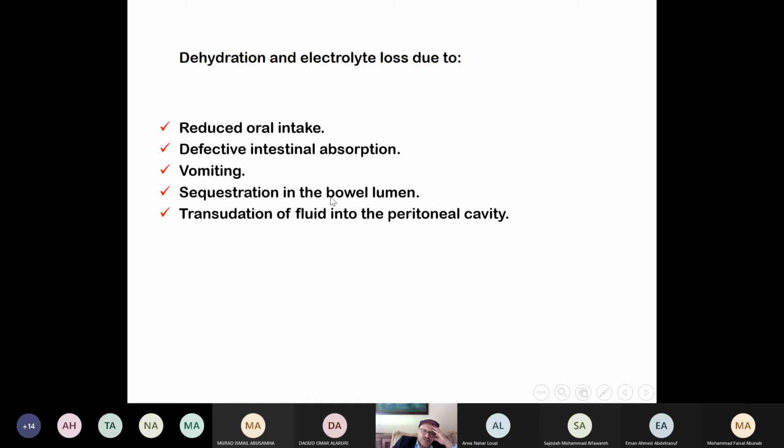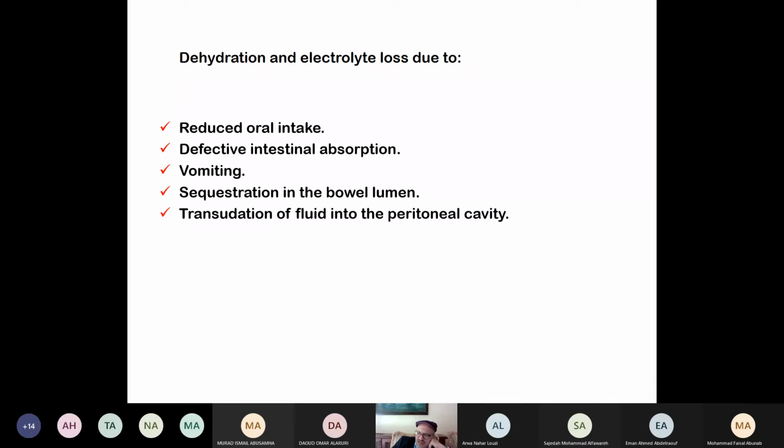Not only that, when the integrity of the bowel wall is affected, you start having leaking of the fluid the other way around, from the intestine to the peritoneal cavity. That's why when we open a patient with obstruction, we find the fluid in the peritoneal cavity. So by default, they are dehydrated.